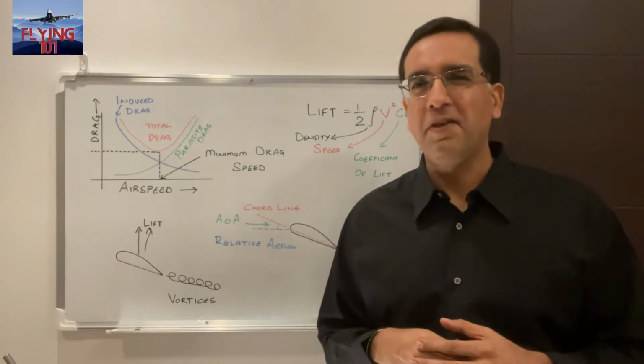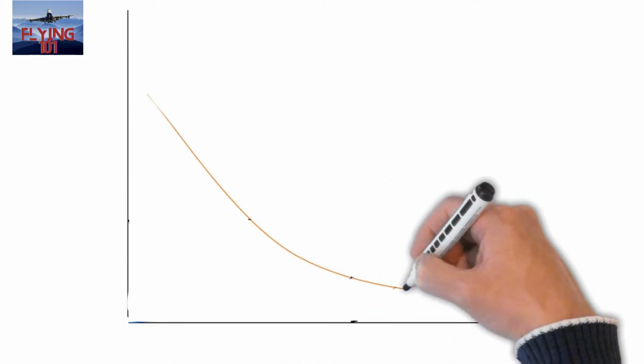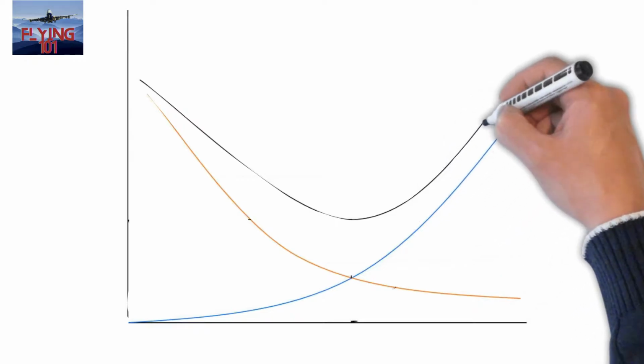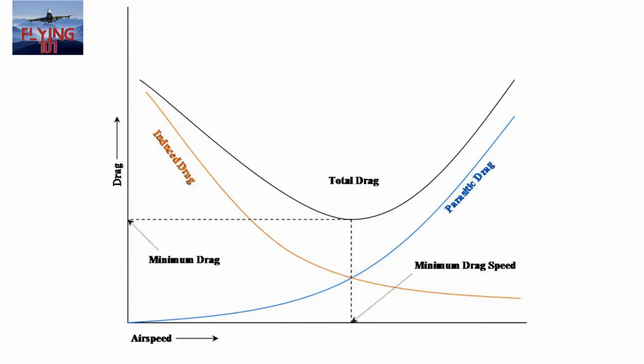Having talked about the two types of drag, it can now be inferred that the total drag of an aircraft in flight is the sum of induced drag and parasite drag. And the illustration here shows the variation of total drag with the indicated airspeed.